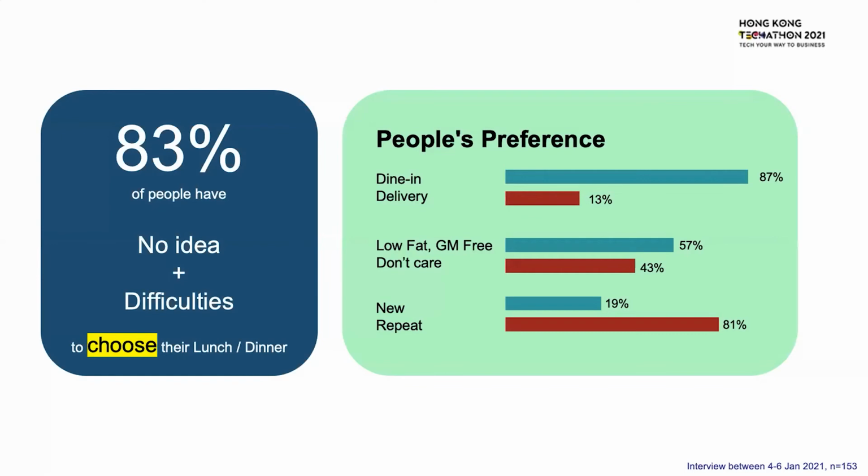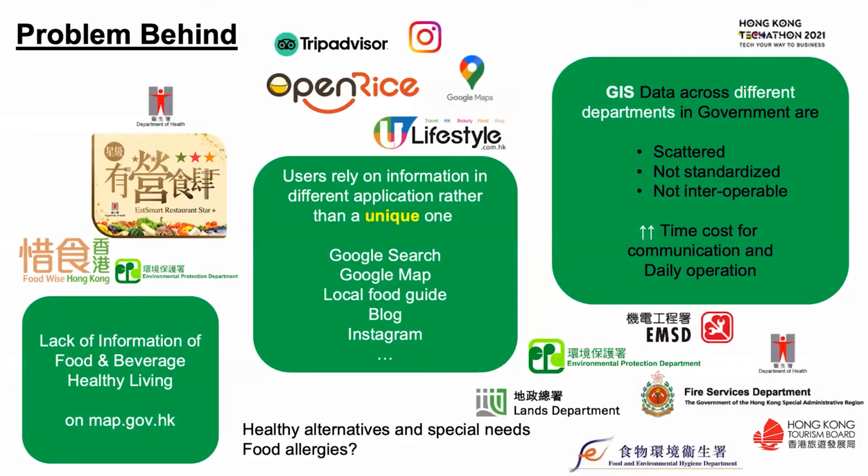Besides interviewing Christy, we also did some research and survey during the Techathon. 83% of people actually have no idea or have difficulties in choosing their meals. Most of them prefer a healthy dining experience, and they tend to go to the same one as new restaurants always fail them. The root problem is that the information we need is all scattered, and we can only rely on separate commercial applications for that.